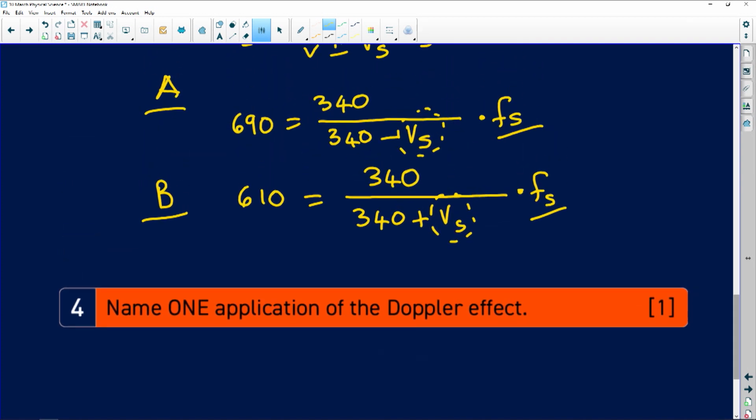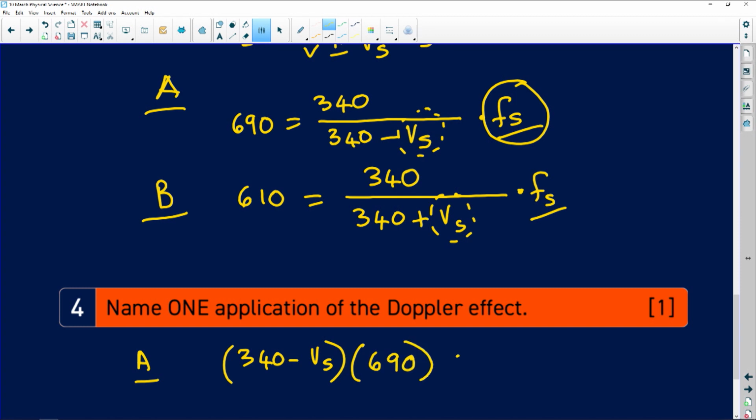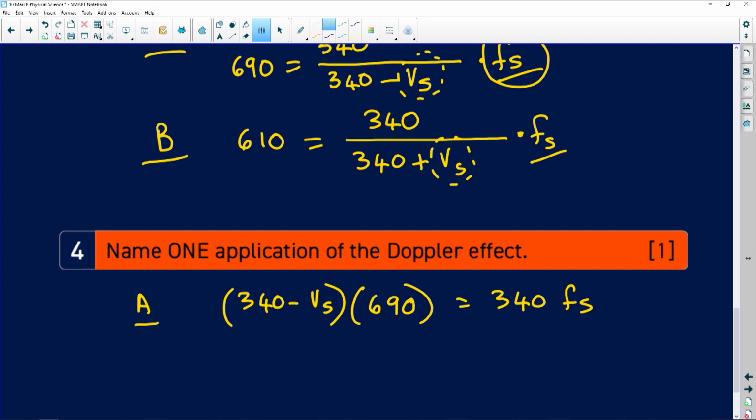All right, so the easiest way is to make the frequency of the source the subject of the formula. So let us look at A. When I'm making it the subject of the formula, I'm going to take the 340 minus Vs across to the other side, multiplied by 690, is equal to 340 Fs. So what you can do now, obviously there's different ways of doing it. You can divide both sides by 340. So I'm going to have to divide this side by 340.